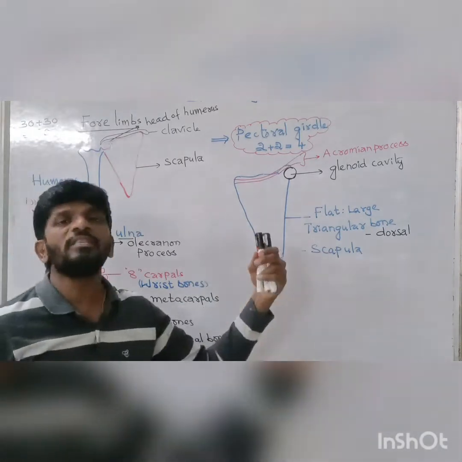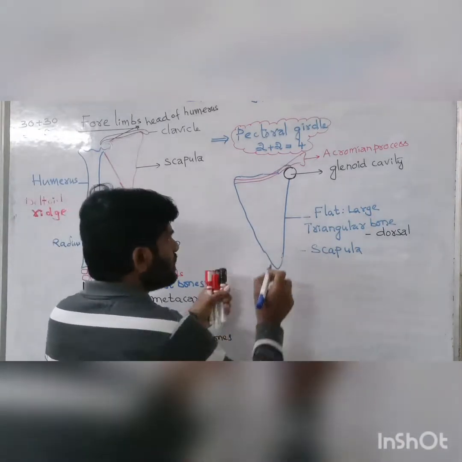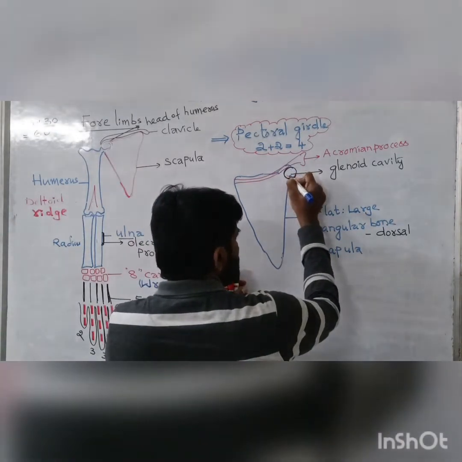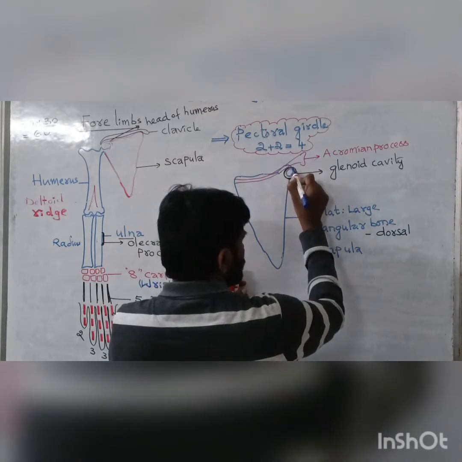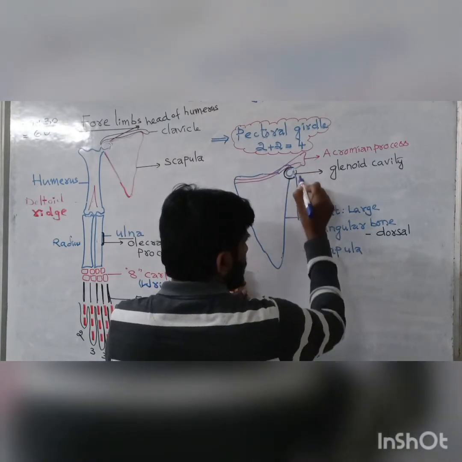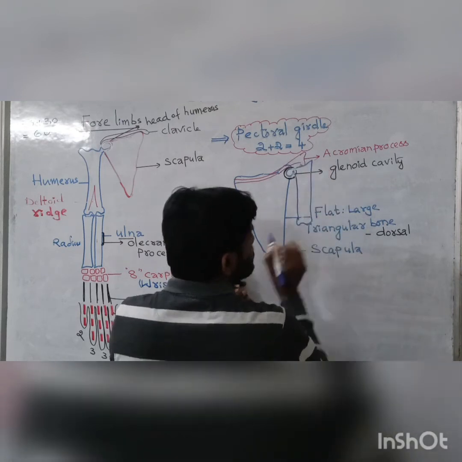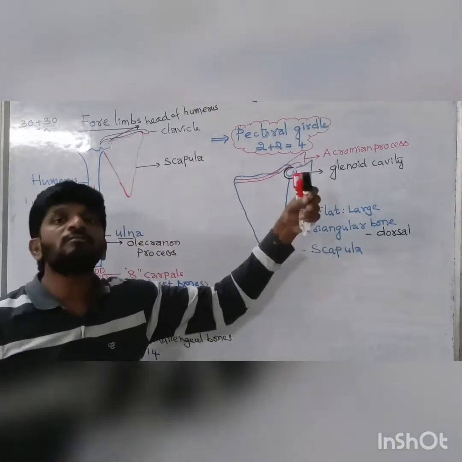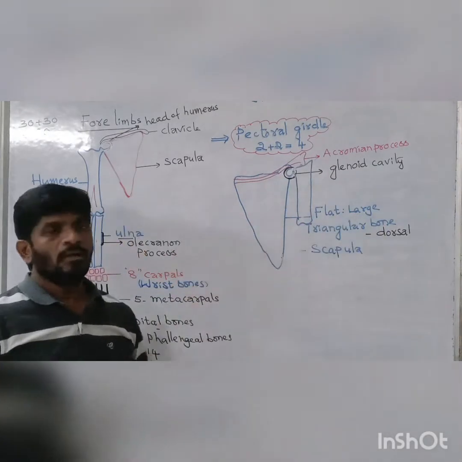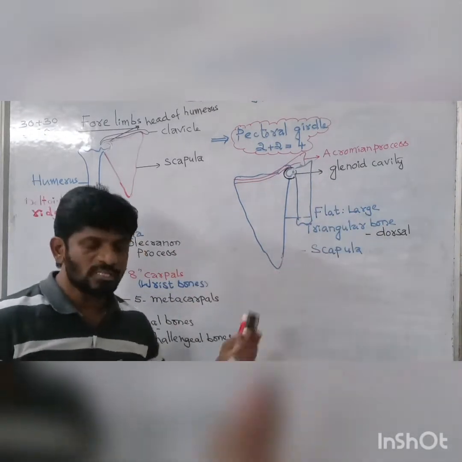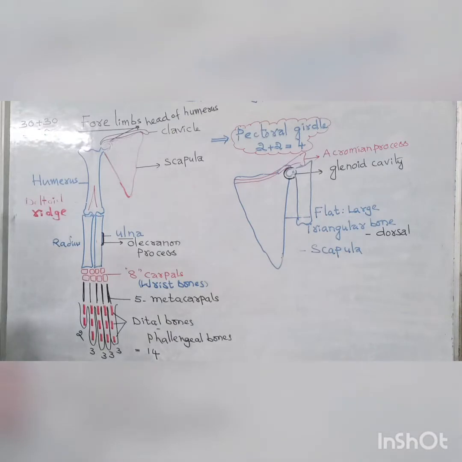Actually, this joint is called the shoulder joint. See this? Into the glenoid cavity goes the head of the humerus. This is the humerus bone. The head of the humerus articulates into the glenoid cavity of the pectoral girdle, I mean with the scapula. This is all about the pectoral girdle.